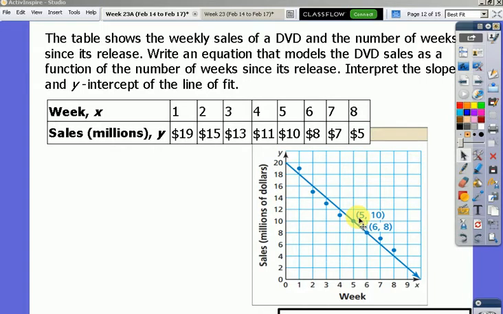Shows the weekly sales of a DVD and the number of weeks since its release.